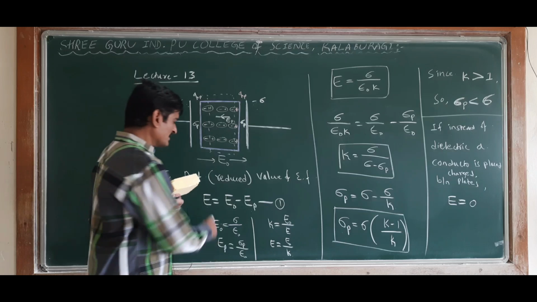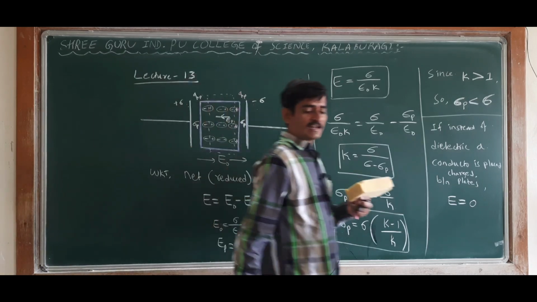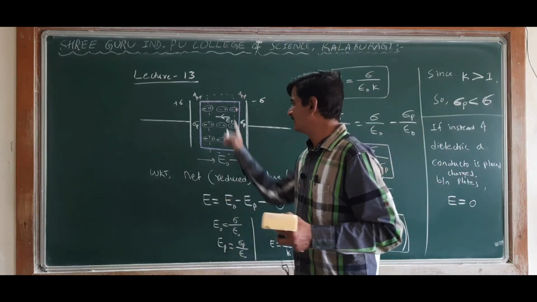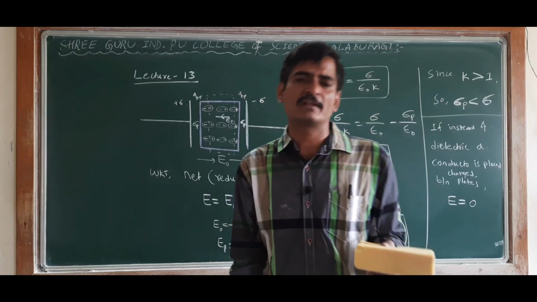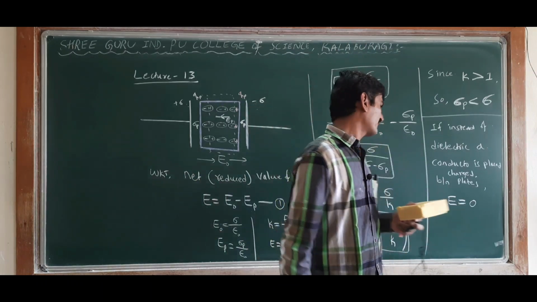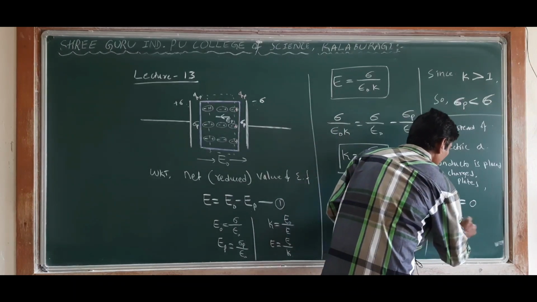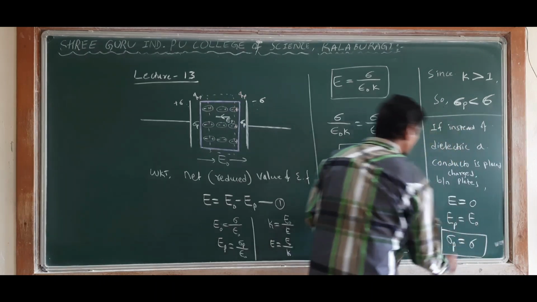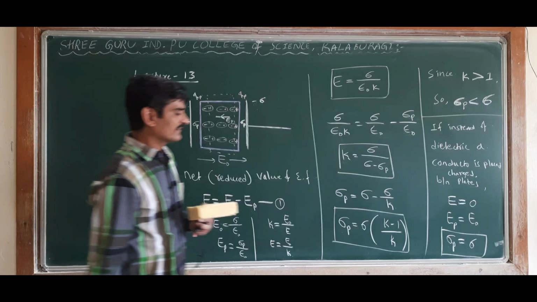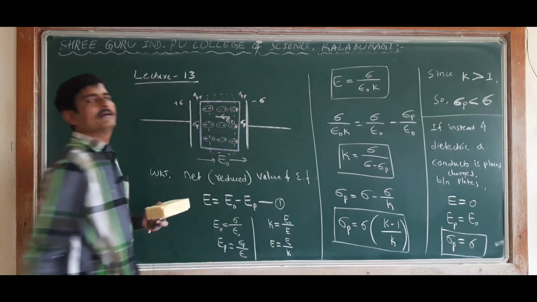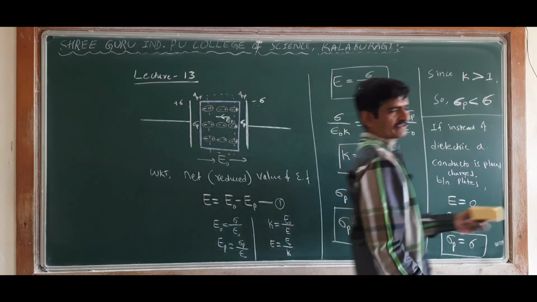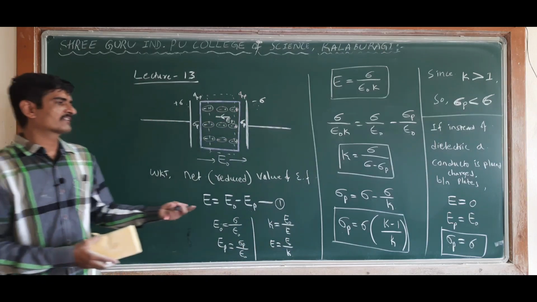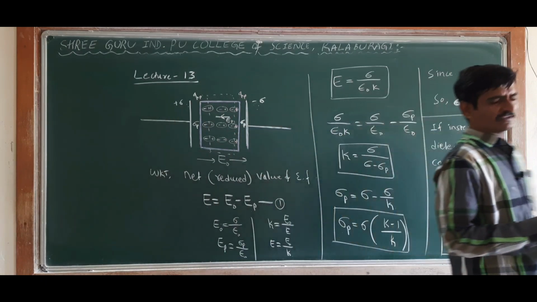If it is a conductor, E becomes 0 because the net electric field intensity, that is the value of EP, is equal to E naught. Inside the conductor, the induced electric field is equal to the external electric field. So EP is equal to E naught, that is, sigma P is equal to sigma. The surface charge density on the conductor is equal to the surface charge density on the plates. We can understand all these things from the previous concepts; we studied them in earlier classes indirectly.